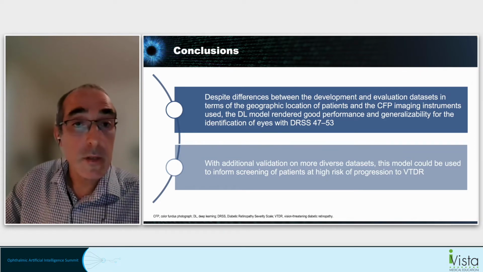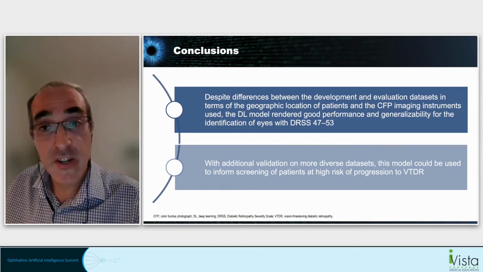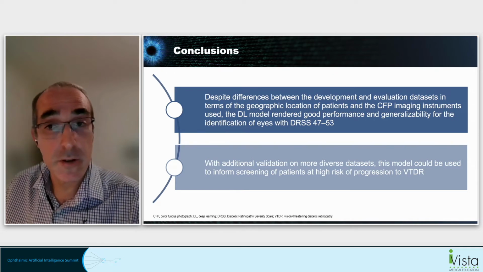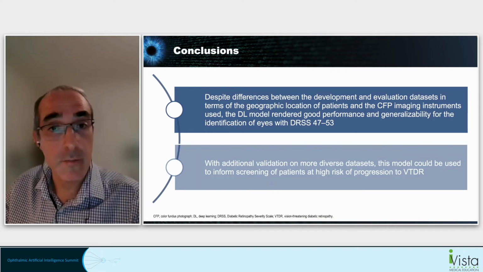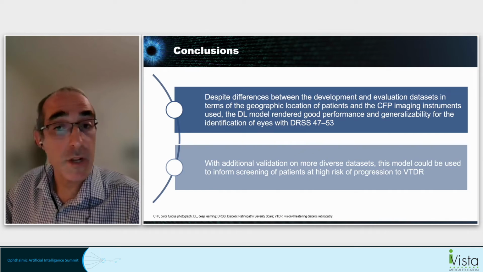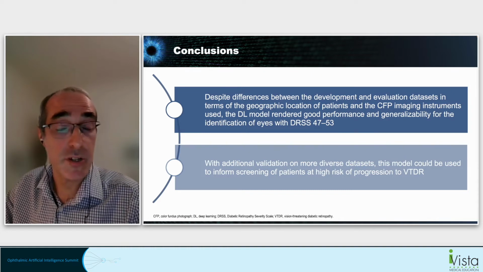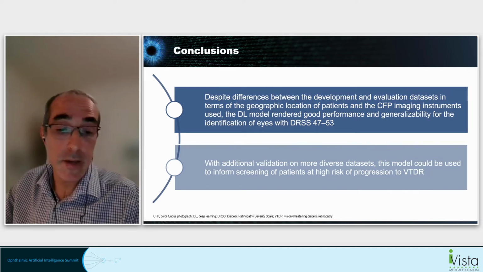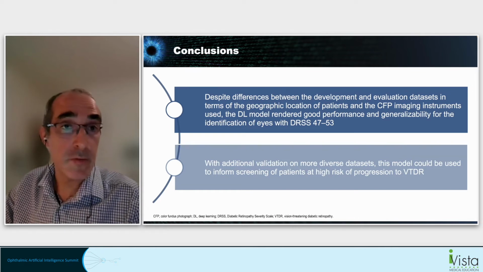So to conclude, despite differences between the development and the evaluation data set in terms of patient population and used imaging instruments, the model rendered good performance and generalizability for identifying eyes with DR severity scale between 47 and 53. And eventually, with additional validation on more diverse data sets, this model could be used to inform screening of patients at high risk of progression to vision-threatening conditions. So basically, such an algorithm could play an important role in screening strategies for DR preventive trials.